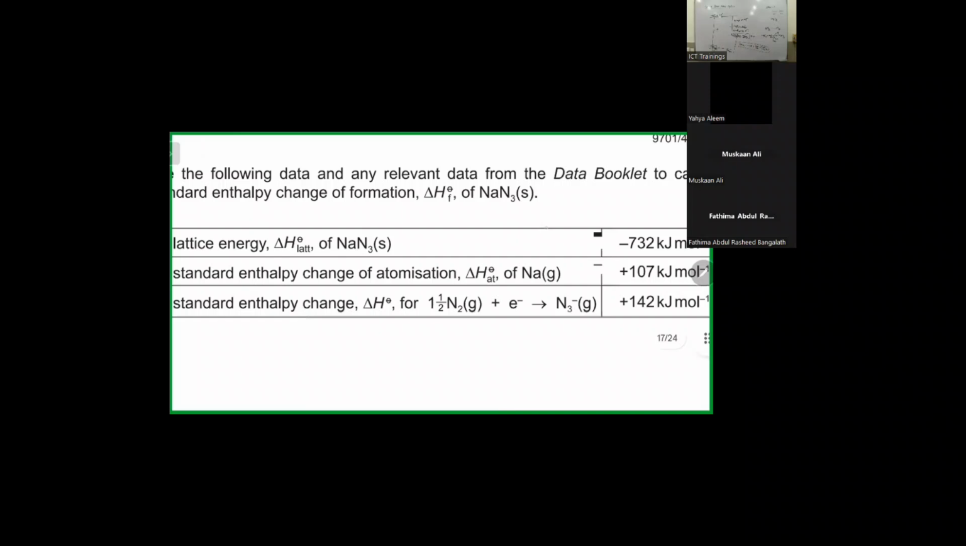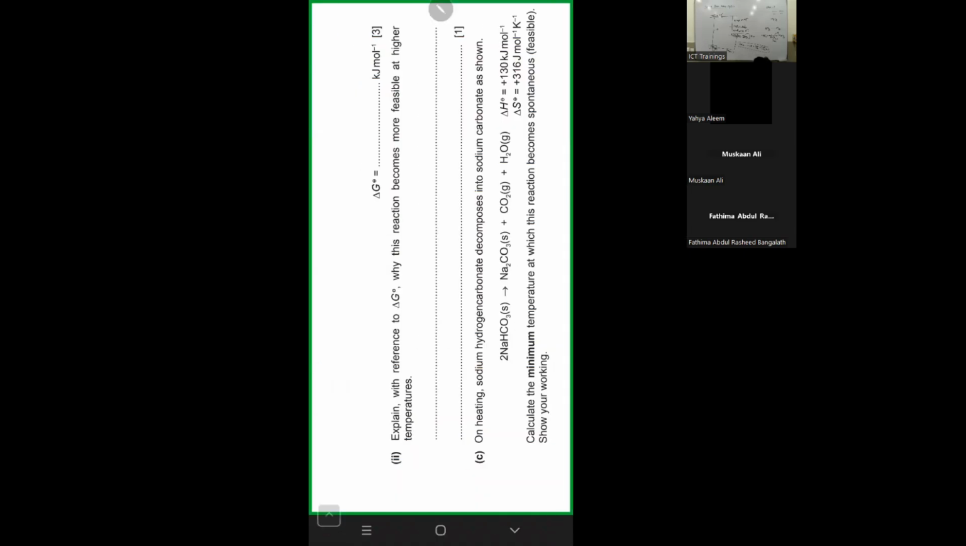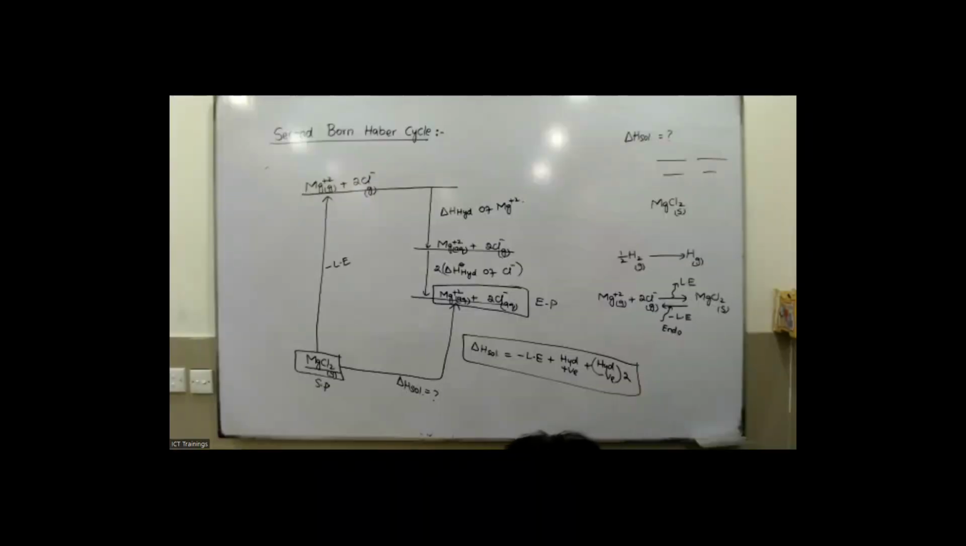Okay, guys, so this is the second Born-Haber cycle. So now what I suggest you, I've sent you one worksheet and I'm sending you one more worksheet. So in both worksheets, my dear, you should find the questions of the first Born-Haber cycle and the second Born-Haber cycle.